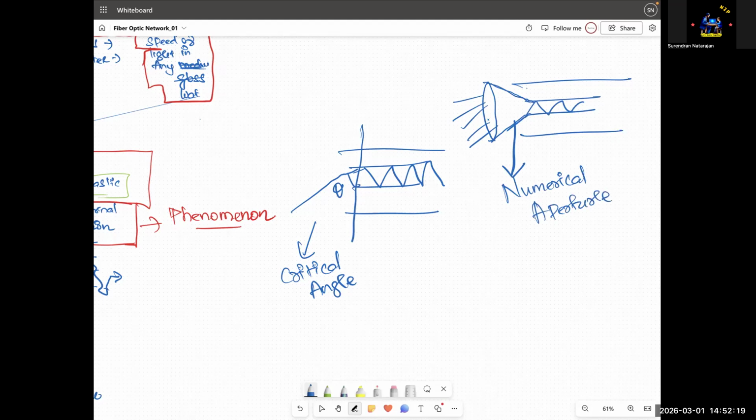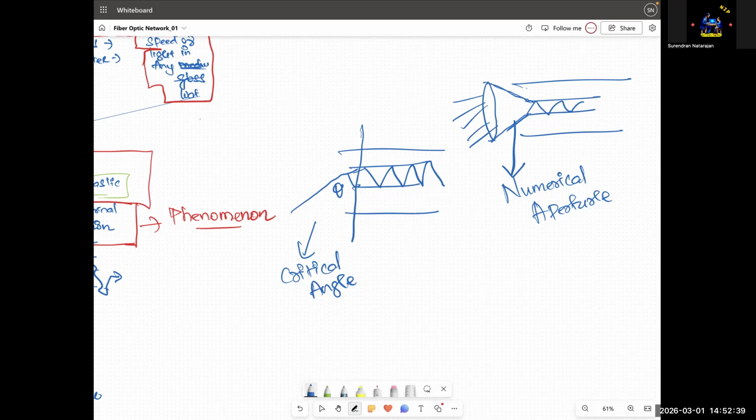Got it? You understand this picture, right? If you pour the water inside this funnel, then only it will go inside this part. Similarly, if you send the light in this funnel at the critical angle, then only it will travel inside the core. We want the light to travel inside the core.